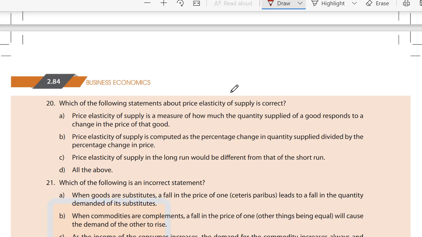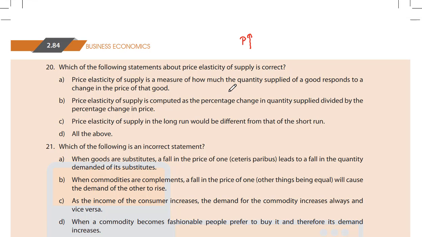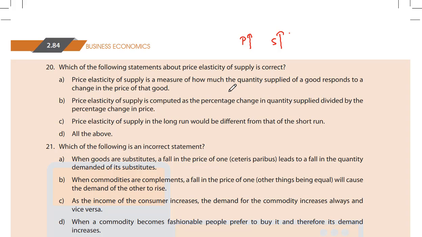Let us shift to the next question that talks about which of the following statements about price elasticity of supply is correct. So generally, for price elasticity of supply, if price is increasing, supply or quantity supplied is also increasing, because that will give the producer more benefit, more profit. A, price elasticity of supply is a measure of how much the quantity supplied of a good responds to a change in the price of that good.